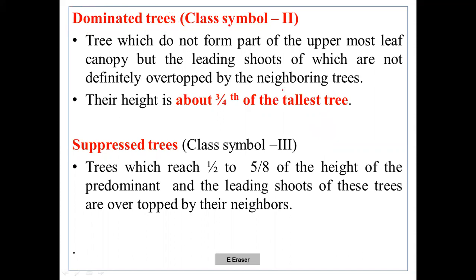They're not going to ask you these things directly, but they will straight away ask what the ratio is and so on. That belongs to class two. Next one is class 3 classification. It will be half to 5 by 8 of the predominant trees, and the leading shoots of the trees are overtopped by the neighbors. So that will be called the suppressed trees. Please remember, it's very important.